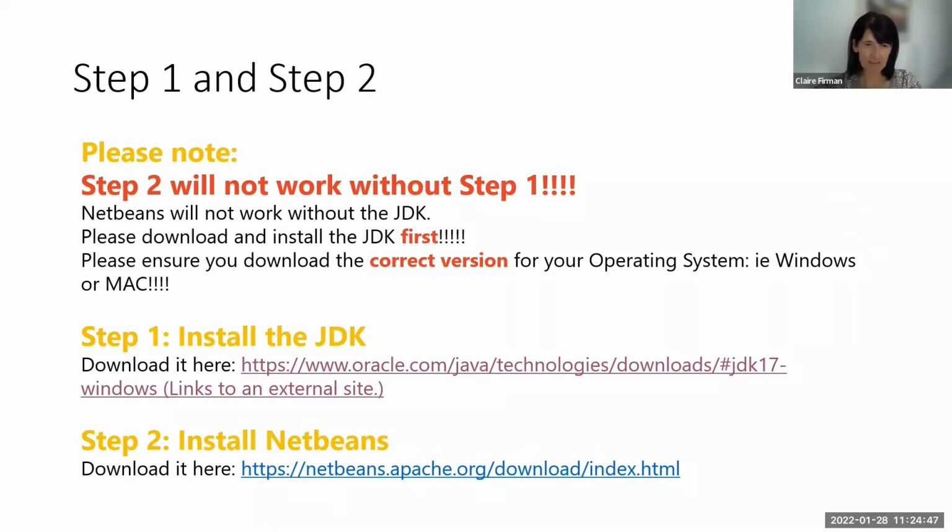Now, there are two steps. Note that you can't just install NetBeans. There's a first step you have to do first, and that's installing the Java development kit. So please make sure you download the right version for your operating system. If you've got a Windows, you click on Windows and install and download that version. If you've got a Mac, you download that version. So first, installing the JDK.